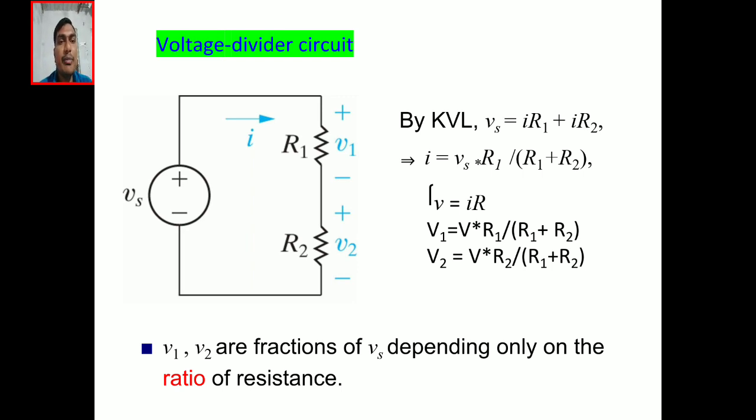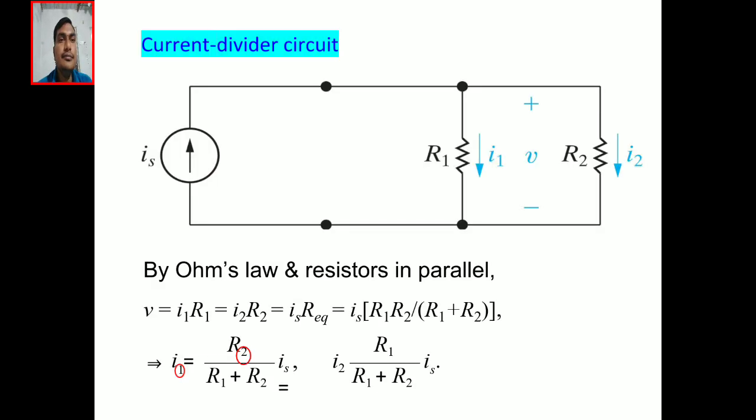So V1, V2 are fractions of Vs depending only on the ratio of the resistances, because the total voltage is constant. This is the voltage divider circuit. Based on this voltage divider rule, there have been many questions over the years in SSC and JEE. It is a very important and easy rule to solve series circuits. The voltage divider rule is applicable to series circuits only.